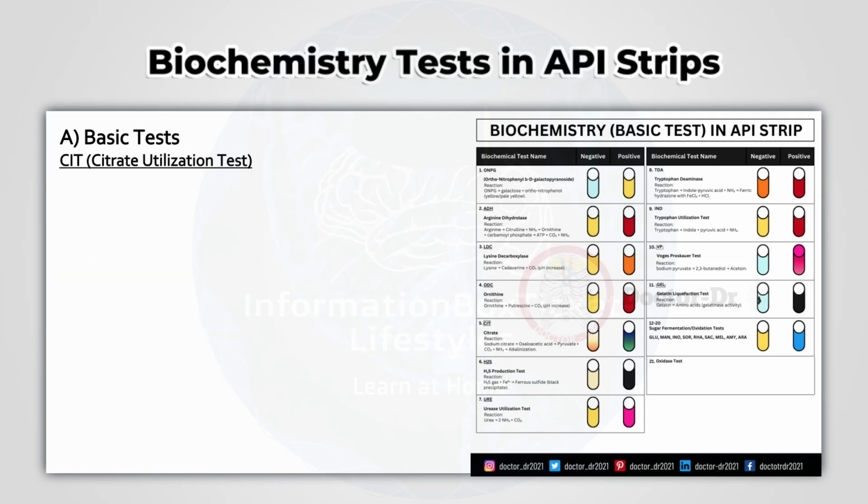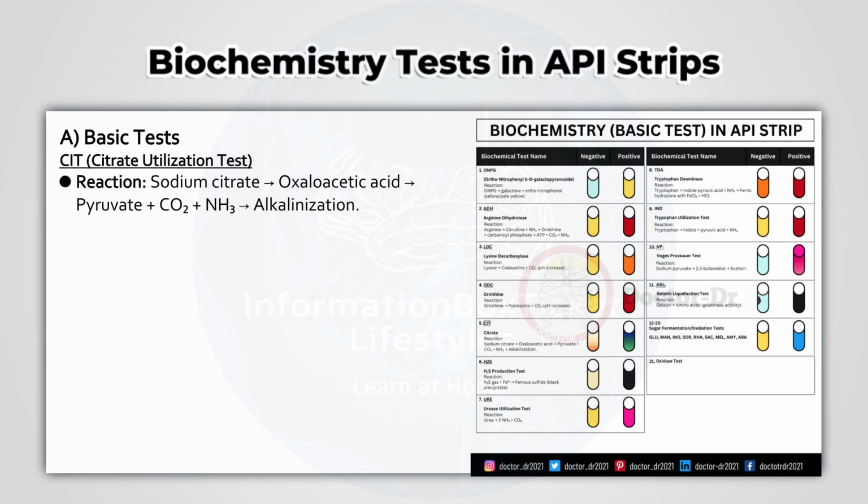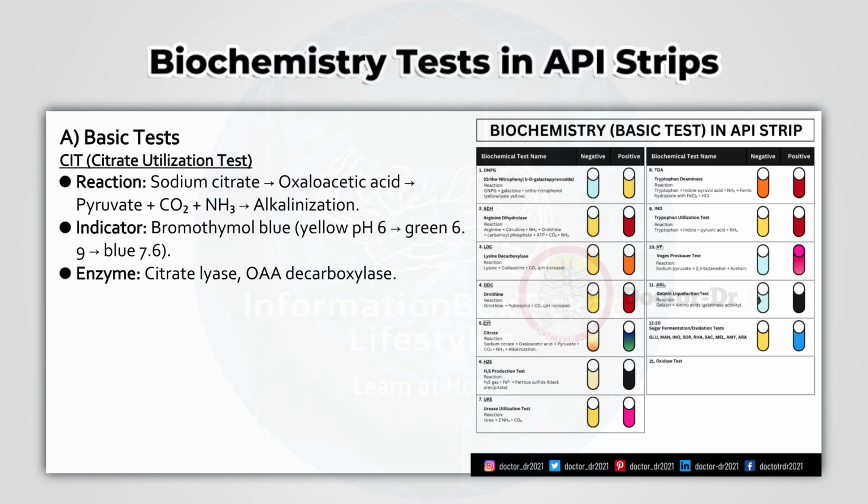CIT, citrate utilization test. Reaction: sodium citrate to oxaloacetic acid, to pyruvate plus carbon dioxide plus ammonia, alkalinization. Indicator: bromothymol blue, yellow at pH 6, green at 6.9, blue at 7.6. Enzyme: citrate lyase, OAA decarboxylase. Result: positive equals blue-green, negative equals yellow.